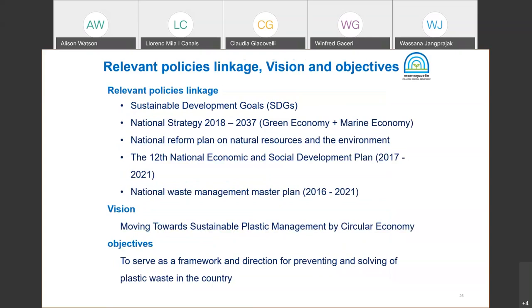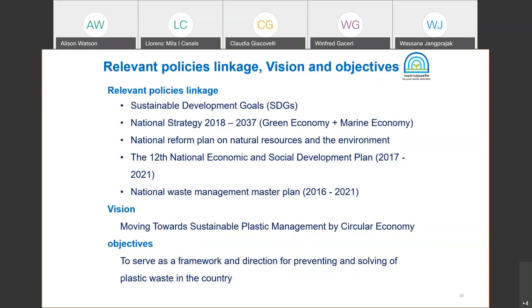Please. When we develop the policy on single-use plastic, we look for the policy linkage. We have the National Strategy of Thailand and the National Reform Plan on Natural Resources and Environment. We have the National Economic and Social Development Plan and the National Waste Management Master Plan. All plans say that we should protect the environment by reducing waste, and we should bring the 3R and the circular economy to improve waste management. The vision of the plan is moving toward sustainable plastic management by circular economy. Next, please.